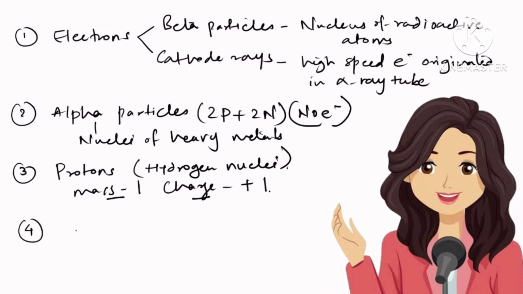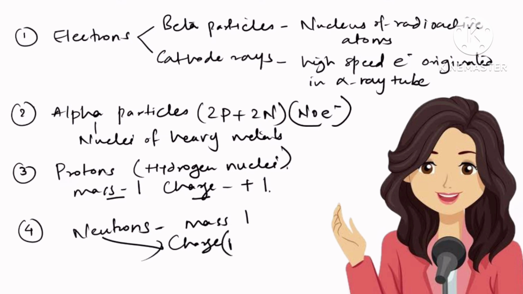The fourth particulate radiation that we have is the neutrons. Okay. Neutrons will have mass of 1 and no charge. Neutrons means no charge. Zero charge. So these are the types of particulate radiation. And now we will study electromagnetic radiation, which is very important in radiation physics.